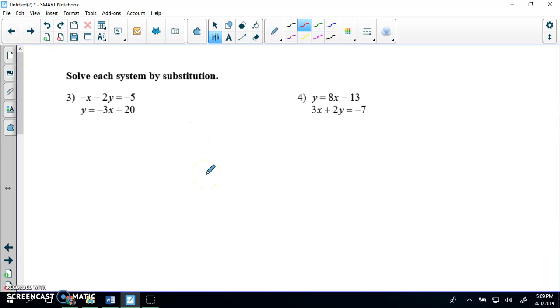Next, here's where it gets fun. Now, I know it says solve system by substitution. You can cross that off. You can solve any way you want, any way. All right, so solve any way on this quiz and you're good to go.